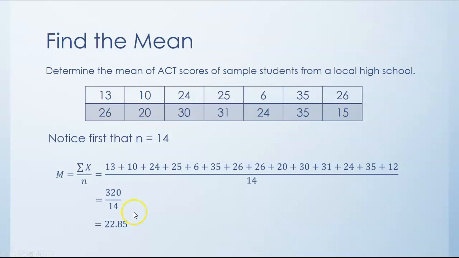And the rule of thumb for most of statistics, there are a couple exceptions, but for the most part, we always round our answers to one more decimal place than what our data has. So notice our data is all whole numbers. So being one more decimal place would be to round it to the tenths place, or have one decimal place. So we would say that our mean is 22.9, rounding that 8 up since there's a 5 behind it.